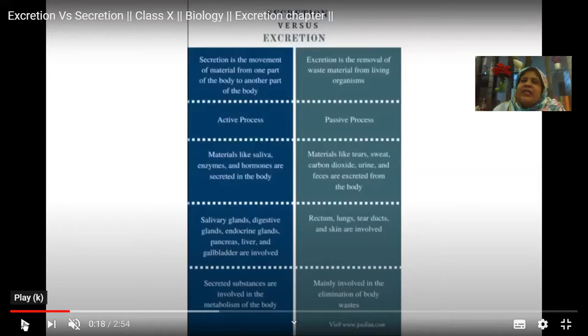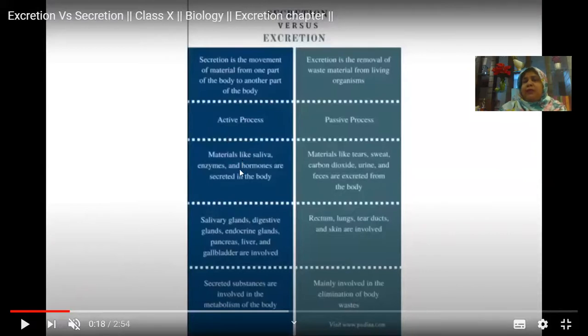Whereas excretion is removal of waste material or toxins, the poison that is thrown out of your body. There is excretion in the organisms. So this excretion is a passive process, and secretion is an active process which is continuously happening inside our body. So like, what are the secretions?